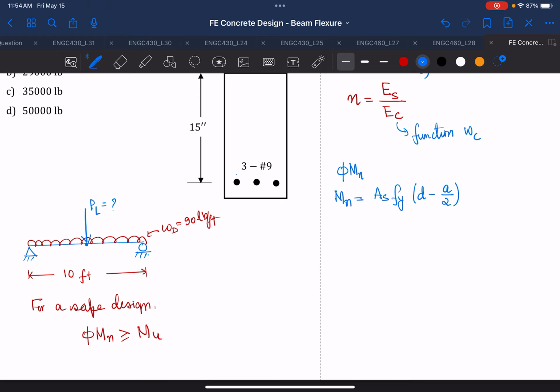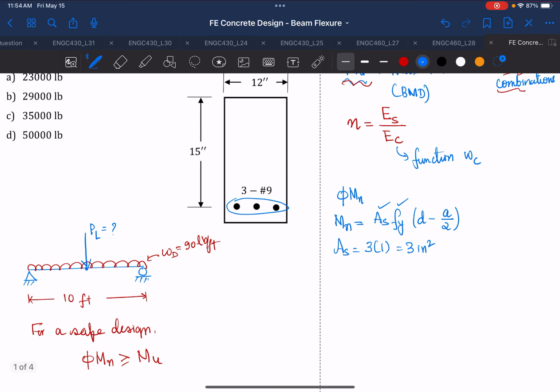And what is As? This is your As, area of steel under tension, and it is 3 of number 9, and that will be 3 into 1, which is 3 inch square. And then you have fy given to you, as is known to us. Now d, what is d? D is your effective depth from the CG of your steel bar to the top fiber of your compression side.